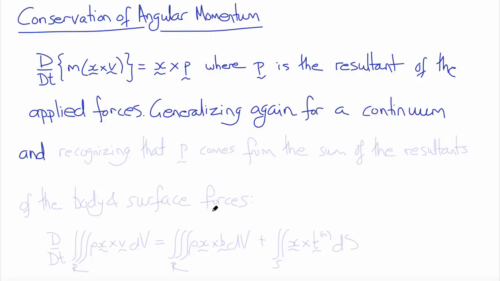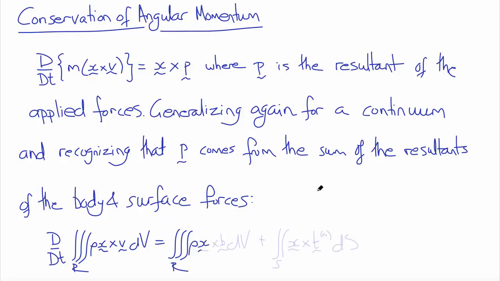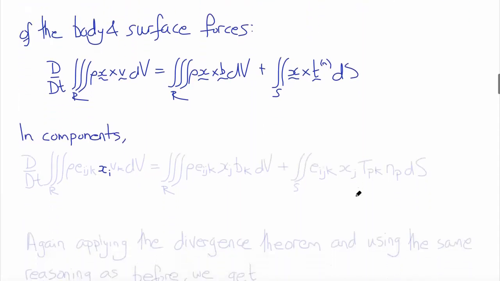So again, generalizing for a continuum and recognizing that the resultant forces come from the surface and body forces, we can write that the material derivative with respect to time of the volume integral over R of the density times the position vector crossed with the velocity vector integrated with respect to volume is equal to the triple integral over R of the density times the position vector crossed with the body force vector integrated over the volume plus the integral over the surface of the position vector crossed with the surface traction vector T sub n, T superscript n.